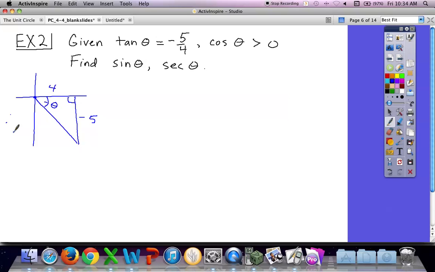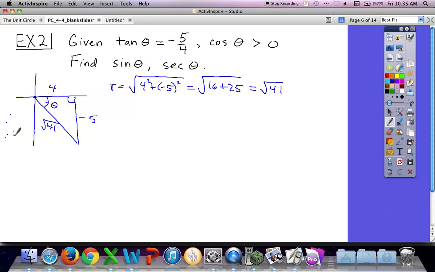Okay, now we need the r. How do I find the r? Pythagorean theorem, right? So the r will be the square root of 4 squared plus negative 5 squared. Okay. So that'll be the square root of 16 plus 25 equals the square root of 41. So this side is the square root of 41.